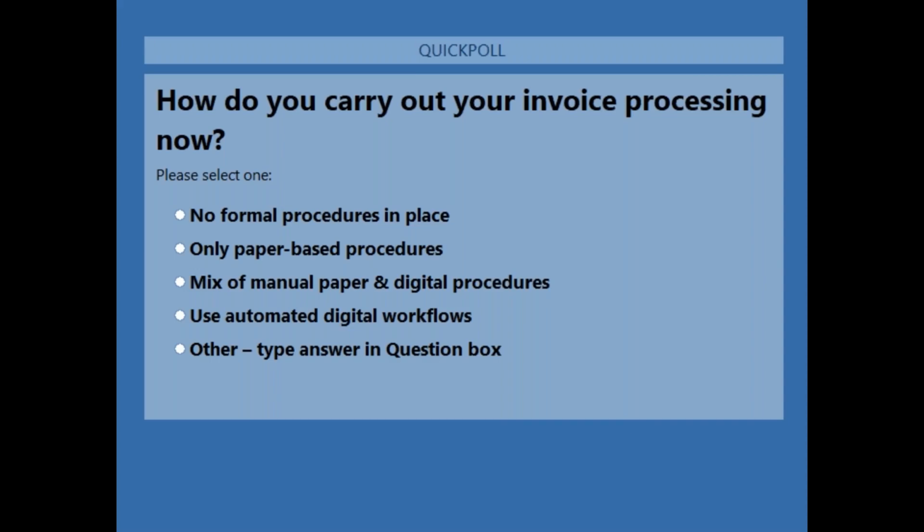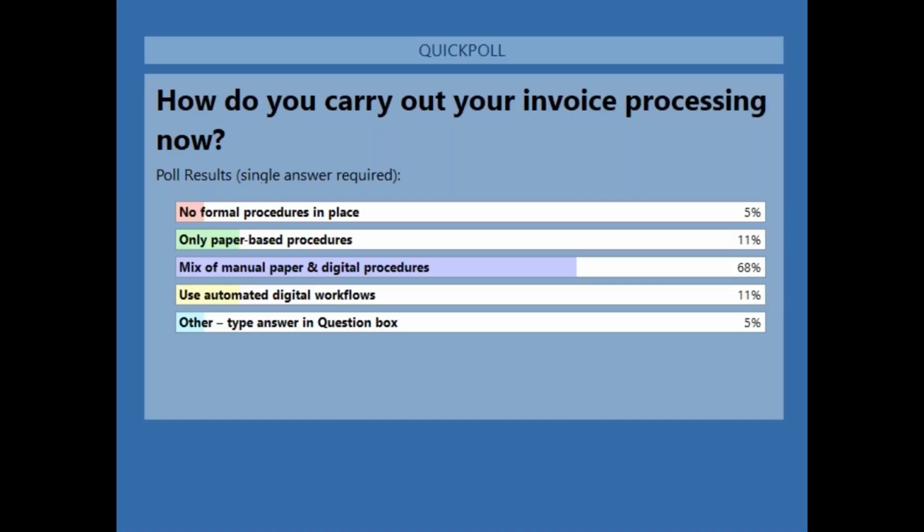All right, I got some majority here, so I'm going to close it now and share the results. So it looks like the majority of people have some mixture of manual paper and digital procedures in place. Maybe you have the invoices coming in via email and you still manually route them with email notifications, but it's not automated. So we do see some people that have automated it. Some are still with only paper-based. So we're glad everyone's on the line. We're glad to show you what DocuWare can offer you in terms of AP automation. So I'm going to go back to my presentation here.